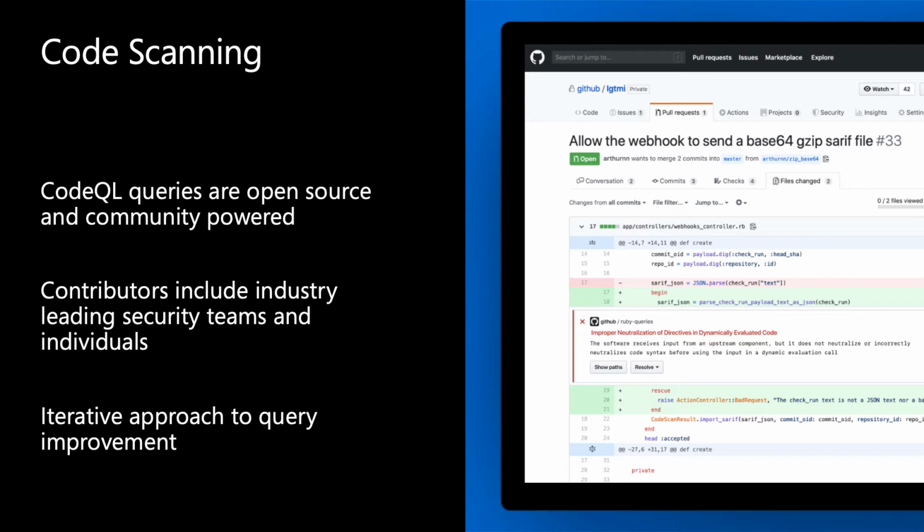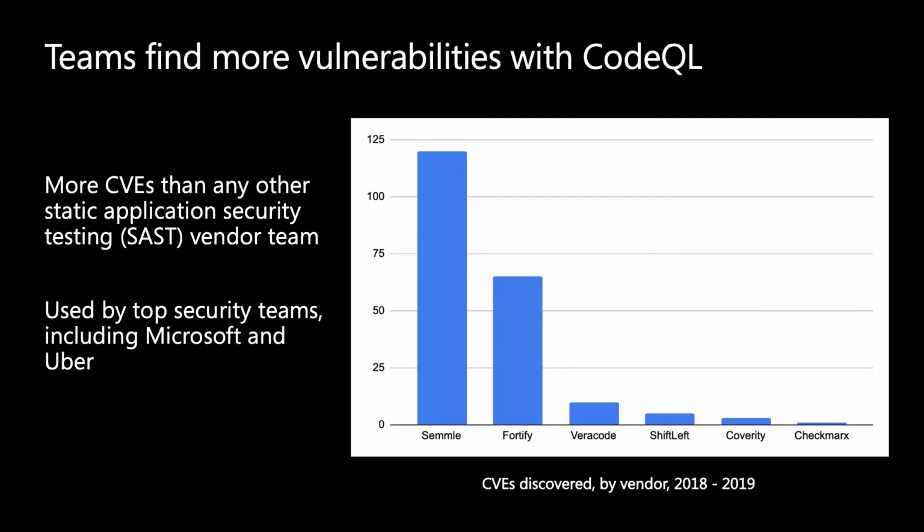Okay, so CodeQL, like everything at GitHub, is community powered. We're taking these software vulnerability checks from security researchers, and we have identified more CVEs than any other static code analysis application. And we're used by top software development organizations on the planet.